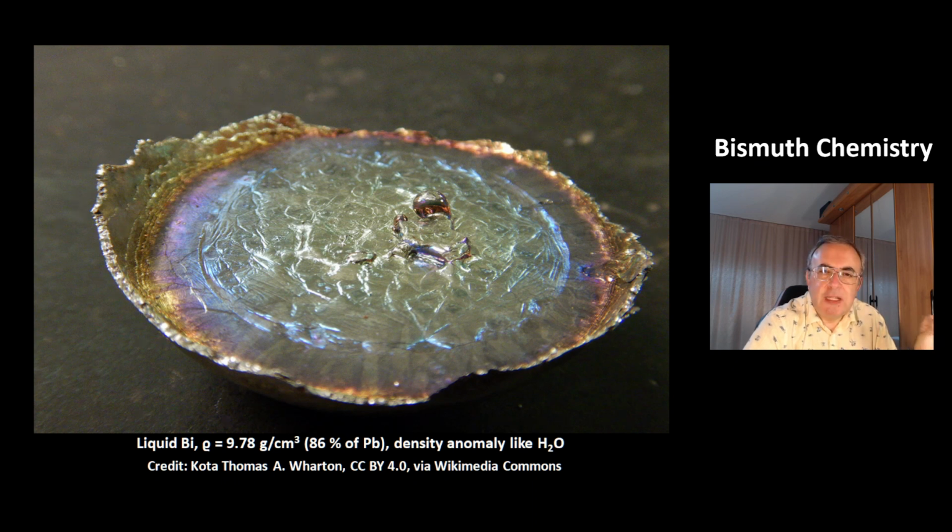This is a picture of liquid bismuth. Bismuth has a density of 9.78 grams per cubic centimeter. That's 86% the density of lead. And like water, bismuth has a density anomaly. Liquid bismuth has a higher density than solid bismuth. So if you cool down liquid bismuth, the crystals of solid bismuth will swim on top of the liquid.